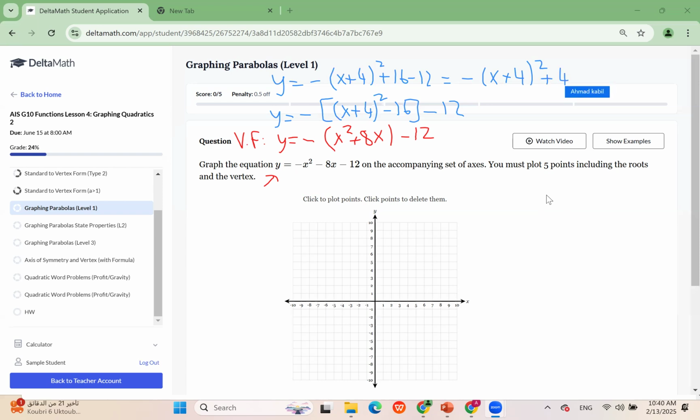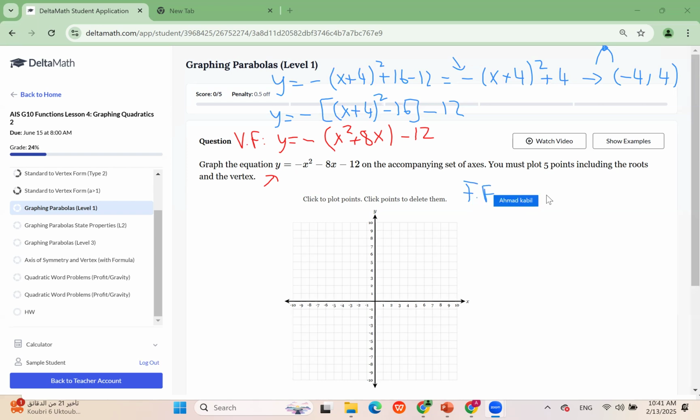And this tells us that the vertex is at negative 4 and positive 4. And it also tells us, because of this negative here, that the parabola is upside down and the vertex is a maximum. Now we're going to write factored form as well.